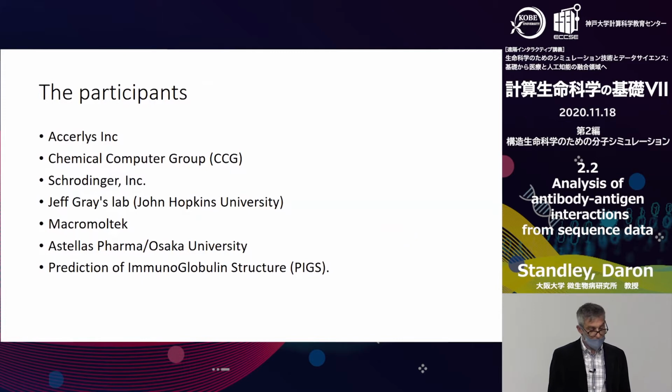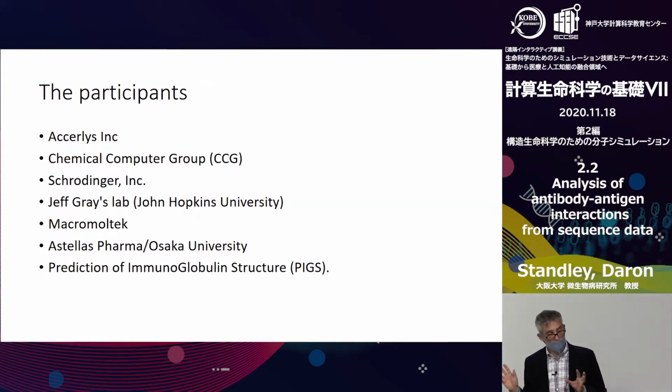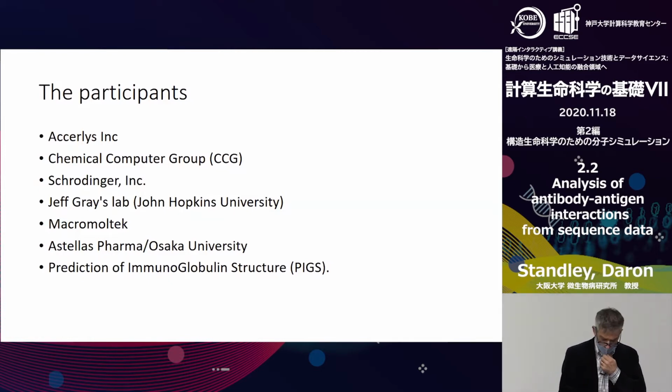And there were, it looks like, 7 participants, and most of them are actually companies, like Cellaris, CCG, Schrödinger, the company I used to work for, Macromoltec, and Astellas Pharma, which was the team we were on. And the 2 academic groups were Jeff Gray's group at Johns Hopkins, and the Pigs group in Rome. Jeff Gray is a former postdoc of David Baker, and so he's using Rosetta. So this is a Rosetta group.